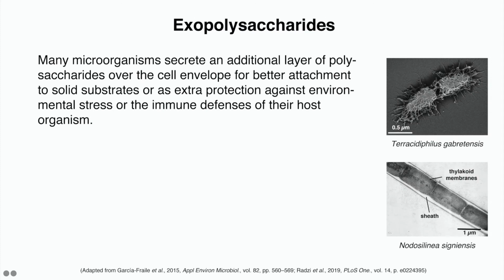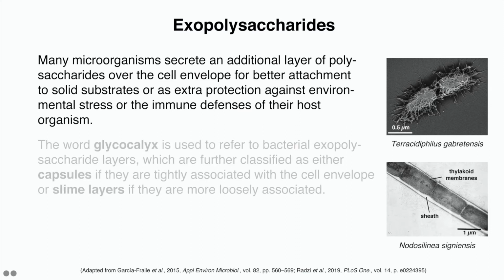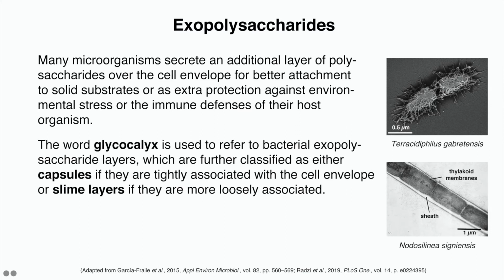Many microorganisms secrete an additional layer of polysaccharides over the cell envelope for better attachment to solid substrates or as extra protection against environmental stress or the immune defenses of their host organism. The word glycocalyx is used to refer to bacterial exopolysaccharide layers, which are further classified as either capsules if they are tightly associated with the cell envelope, or slime layers if they are more loosely associated.